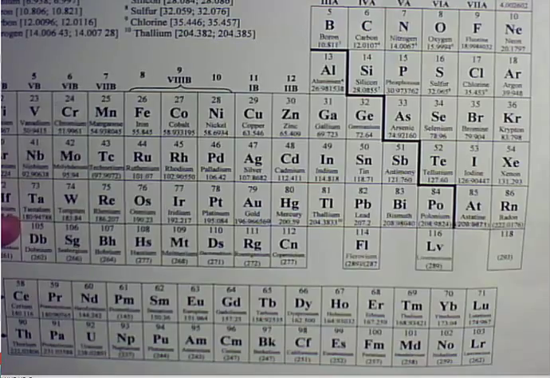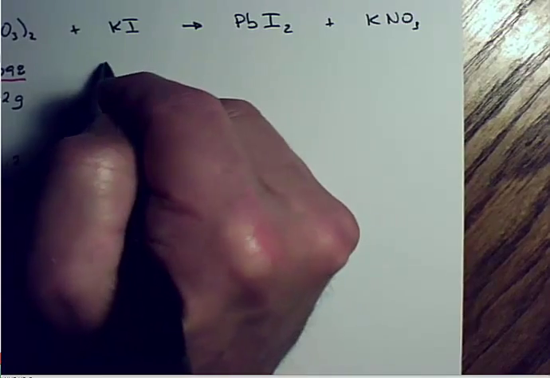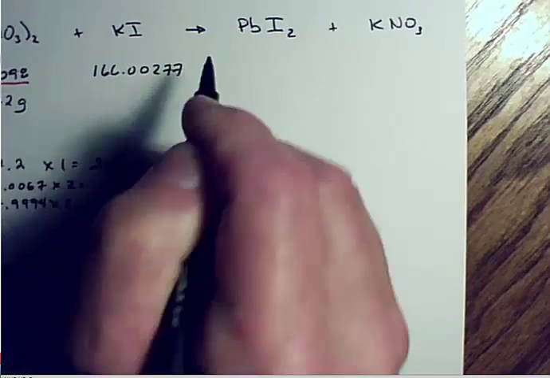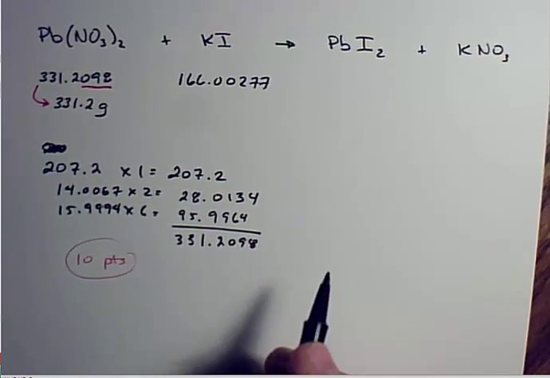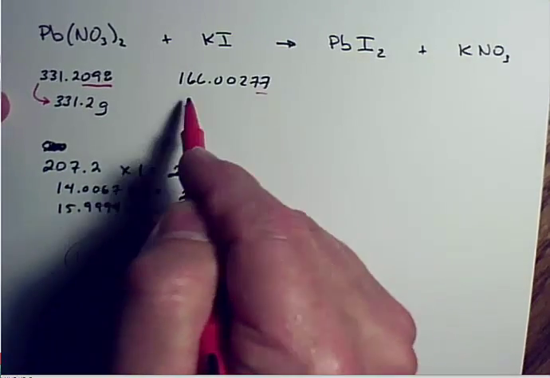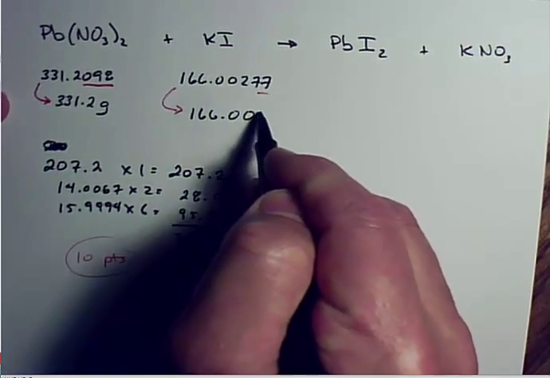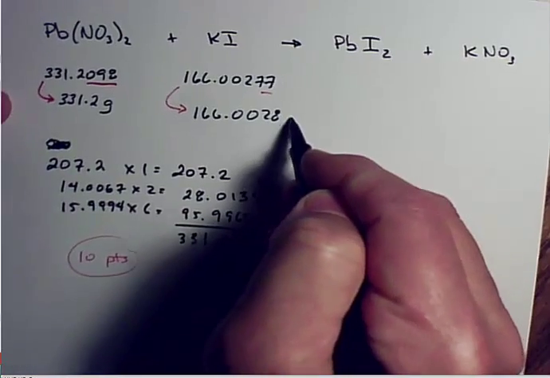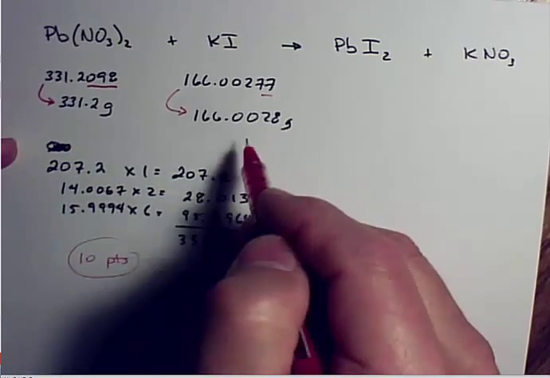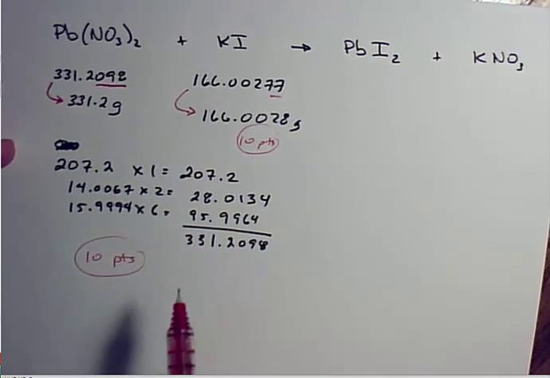And we get an unrounded answer of 166.00277. And then we've got to have 4 digits after the decimal. 1, 2, 3, 4. You're going to underline this digit here, that last 7 there. And your answer should be 166.0028 grams. Okay? Again, that's 10 points if they show all their work. If they don't show any work, they only get 1 point. They just show an answer.